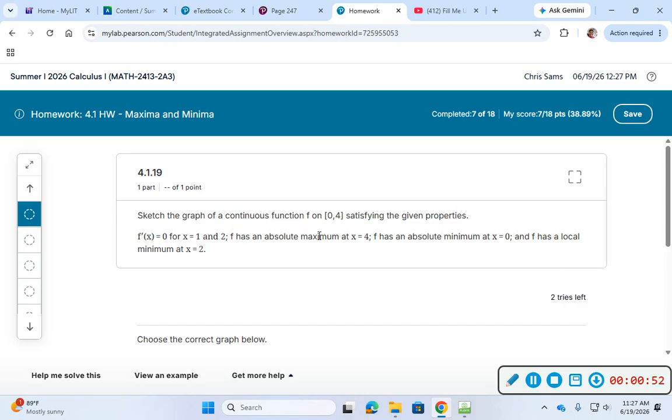We have an absolute maximum at 4. The highest point of the graph occurs when x is 4. The absolute minimum occurs at 0. So the lowest point is 0, highest point is 4. And then we have two critical values, 1 and 2. It says f has a local minimum at 2. So we know that 2 is a minimum. 1 could be a minimum, but it could also be a maximum.